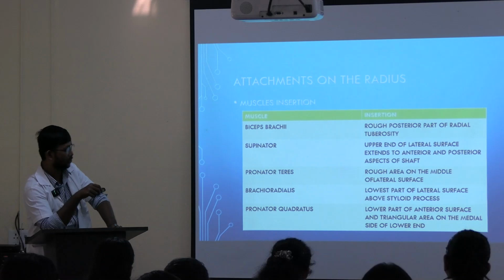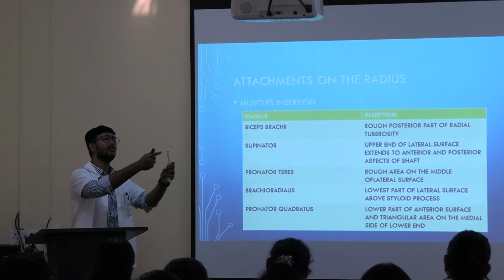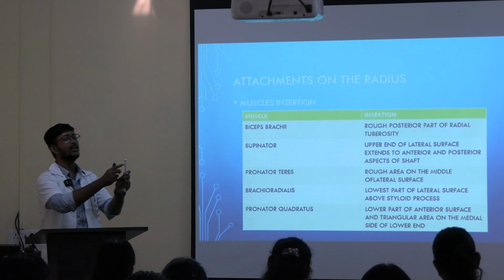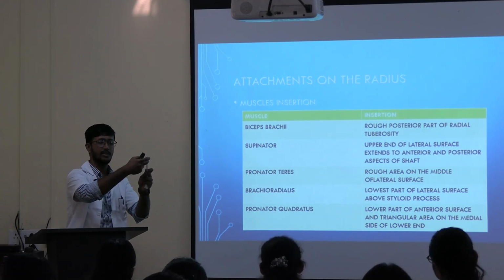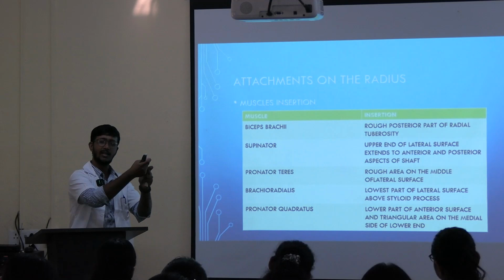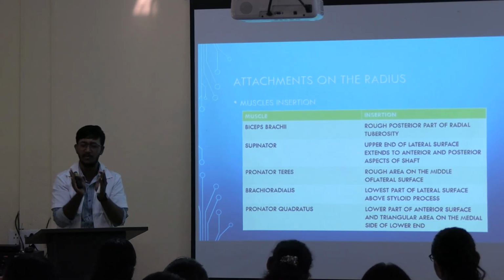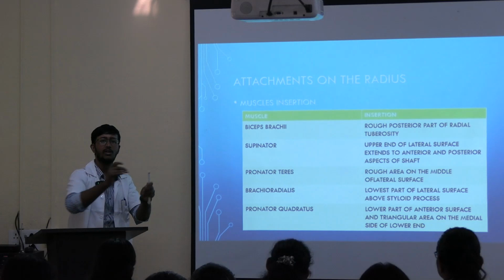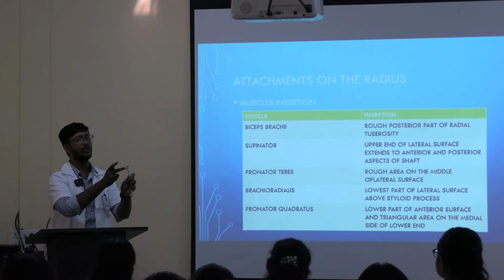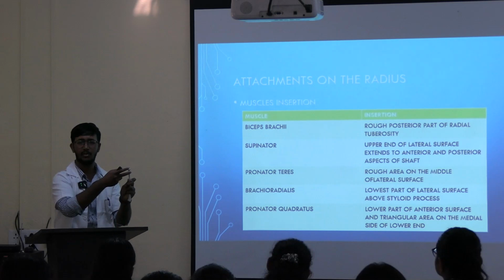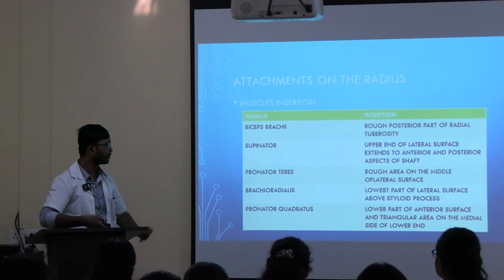Now, biceps brachii usually attaches, as I have told you, to the posterior part of the radial tuberosity. And the supinator on the lateral surface. The supinator usually inserts here, exactly at the lateral surface, but it gives its fibers like this, anteriorly and posteriorly. So the supinator usually covers the whole area in this fashion, almost three-quarters or at least half.